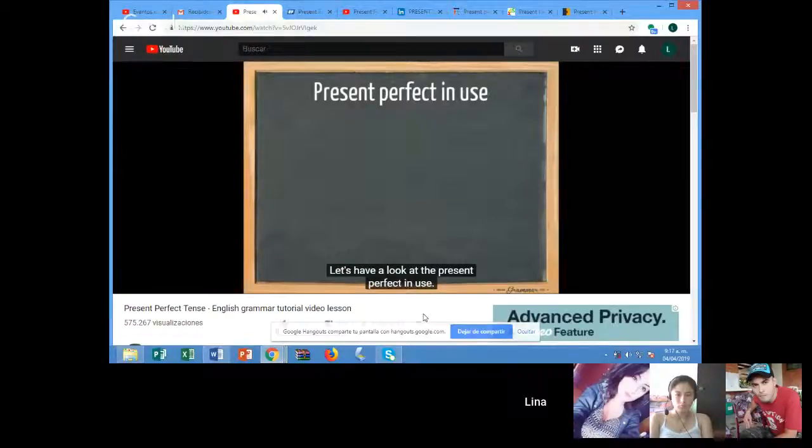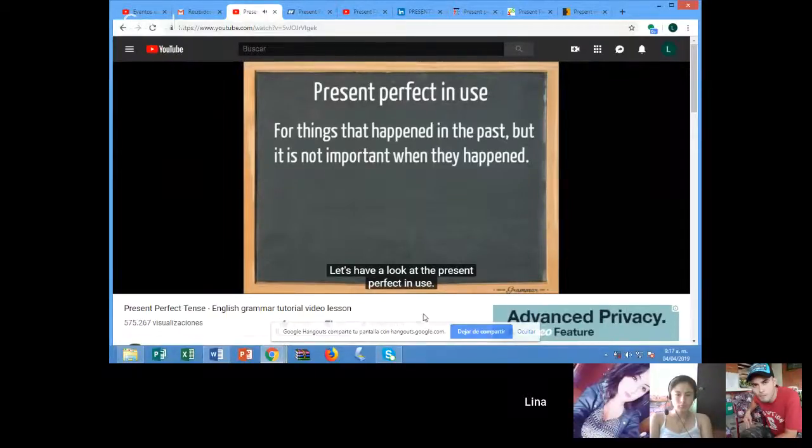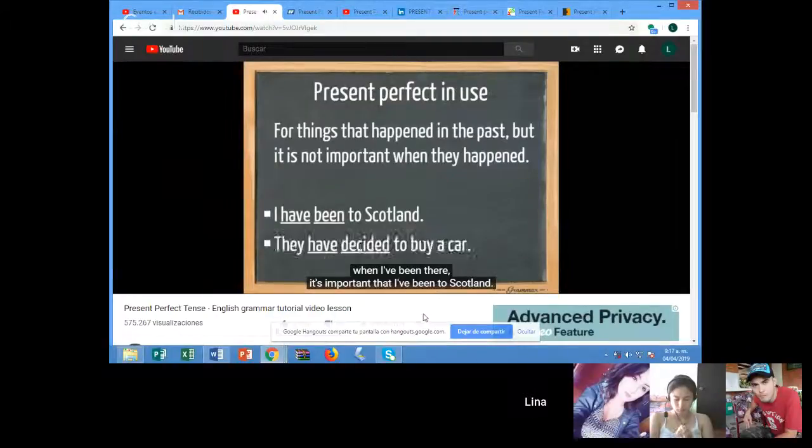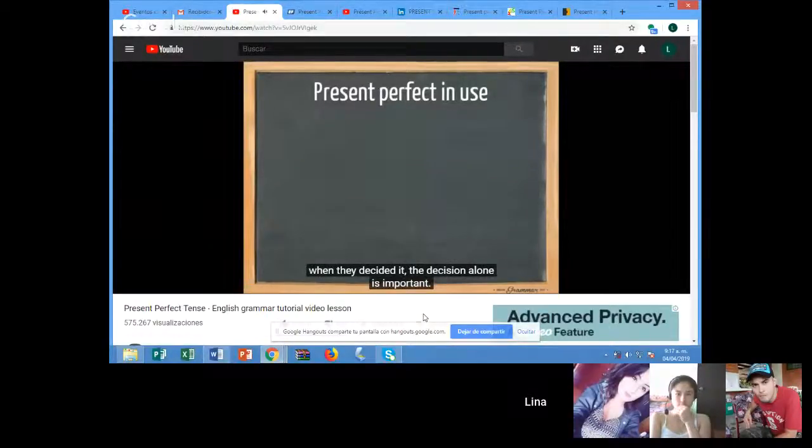Now let's have a look at the present perfect in use. We use the present perfect for things that happened in the past, but it is not important when they happened. I've been to Scotland. It's not important when I've been there. It's important that I've been to Scotland. They've decided to buy a car. It's not important when they decided it. The decision alone is important.